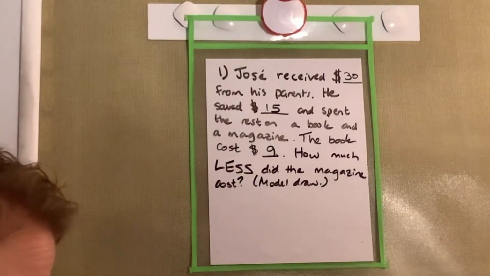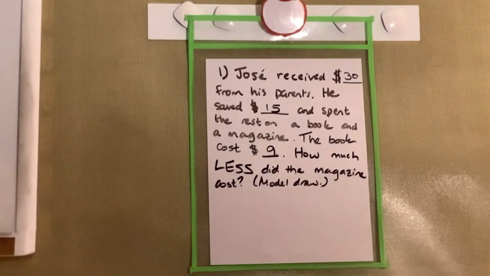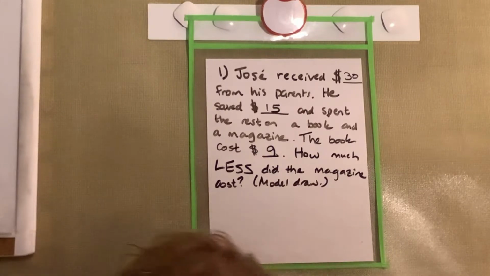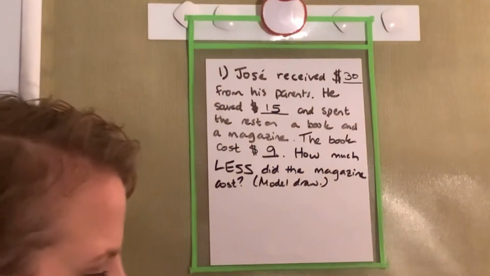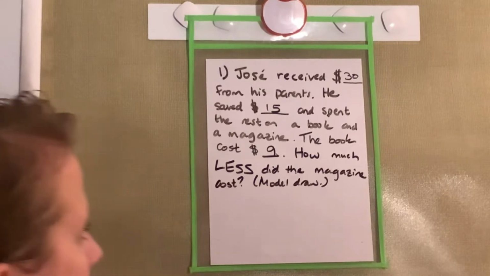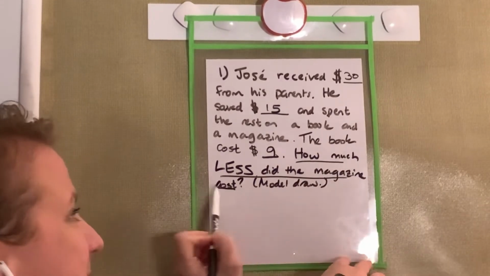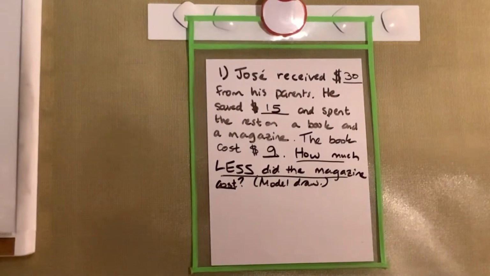So our problem says, Jose received $30 from his parents. He saved $15 and spent the rest on a book and a magazine. The book cost $9. How much less did the magazine cost? So you will not be able to underline, but I will. On a test, you would do this if we were in person, but even in distance, it's hard to show this. But we'll do this and then we write our answer statement.